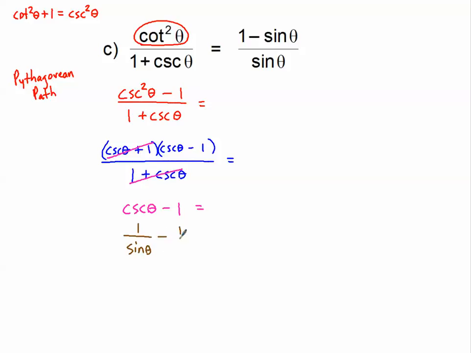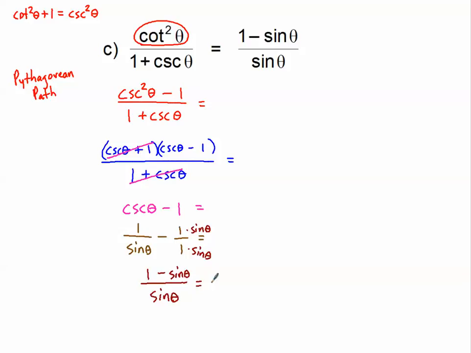And this is just 1, but I might put it as 1 over 1 because I'm sure that I'm going to be combining these two fractions together, and I am. So this has a denominator of sine, so this better have a denominator of sine. So I'll multiply that to the numerator and to the denominator. Now both of these fractions have a denominator of sine, so I can combine them into a single fraction. And the numerator is going to be 1 minus sine.